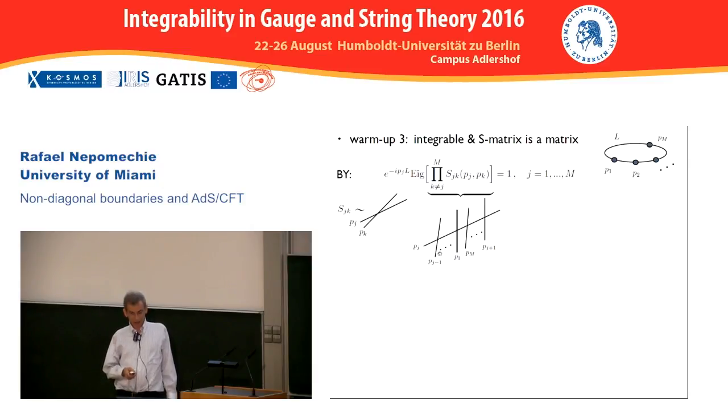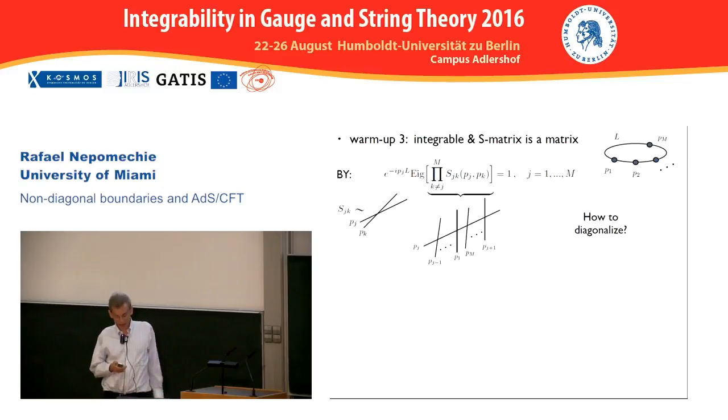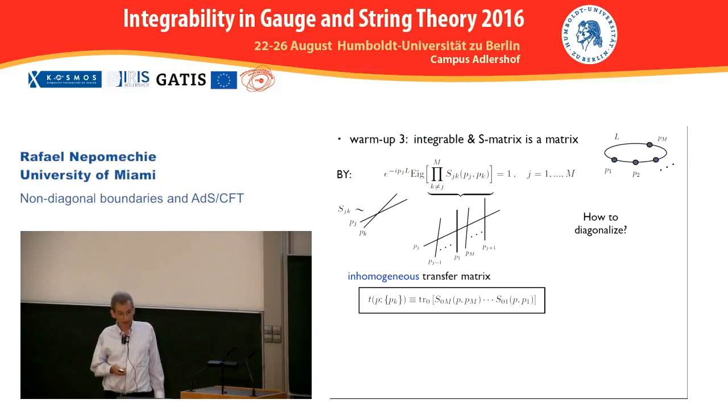And so what you're instructed to do is compute this large matrix and then compute the eigenvalues. And then they should satisfy this equation. Now we have a technical problem. How do we diagonalize this matrix? It's a large matrix. So there's an old trick, but a very nice trick, which is to introduce something called an inhomogeneous transfer matrix. So I'll denote it here by little t.